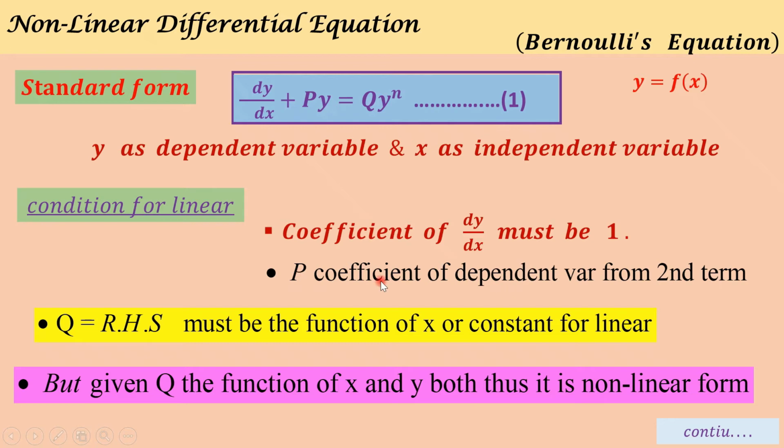And P, the coefficient of the dependent variable in the second term, must be a function of x only. And the right-hand side must be a function of x, which is the value of Q. But here y^n is getting restricted. That's why this given standard form is in non-linear form.